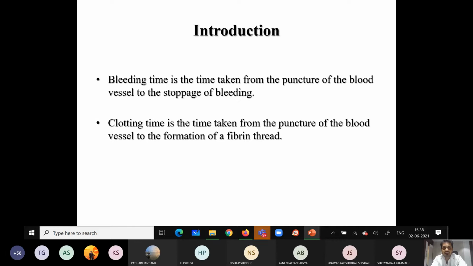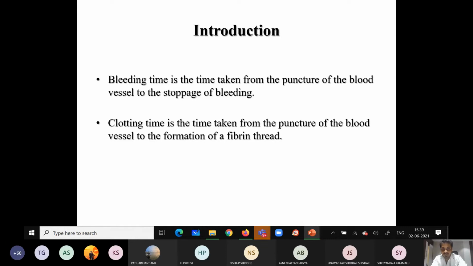So coming to the introductory part, what is actually bleeding time and clotting time? Bleeding time is the time taken from the puncture of the blood vessel to the stoppage of bleeding. Suppose after a capillary puncture on your index finger, middle finger or ring finger, the bleeding will start. Till the bleeding is stopped, this time is called bleeding time.